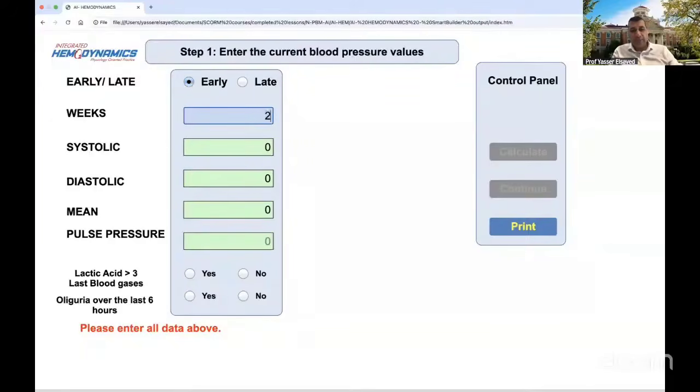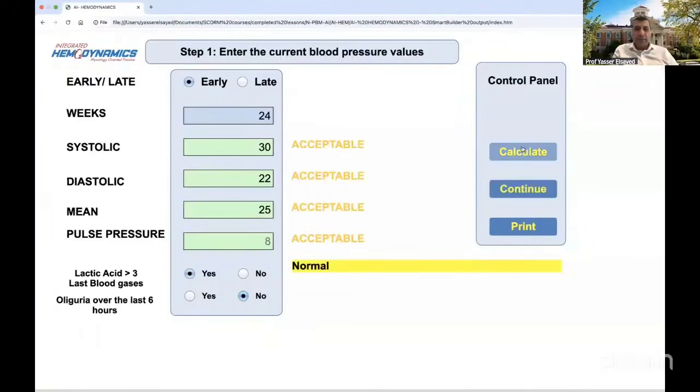An infant was just born at 24 weeks, and the blood pressure was 30 systolic, diastolic of 22, so a very narrow pulse pressure, and 25 mean blood pressure. And the calculator will calculate the pulse pressure for you. Lactic acid was high and it was too early to evaluate for oliguria. After you calculate, you will get the impression of whether it is within normal or not. But if we change the calculator parameters, it will give you different numbers.